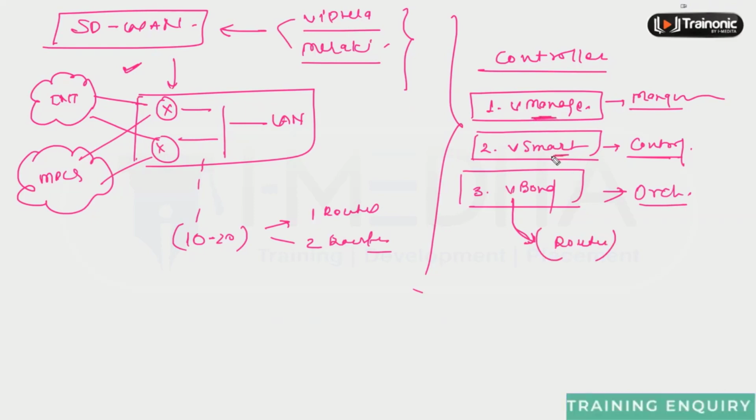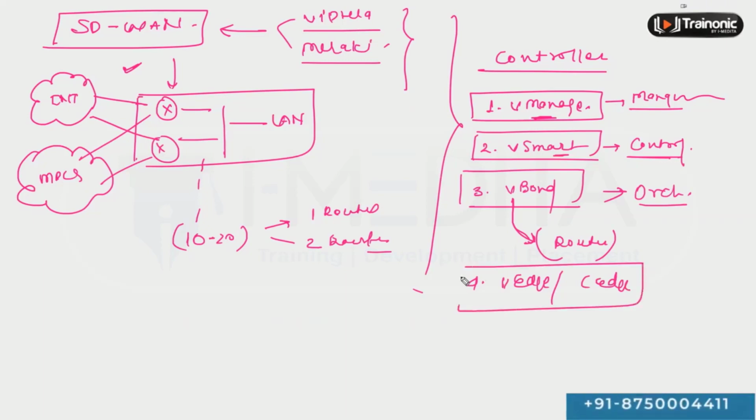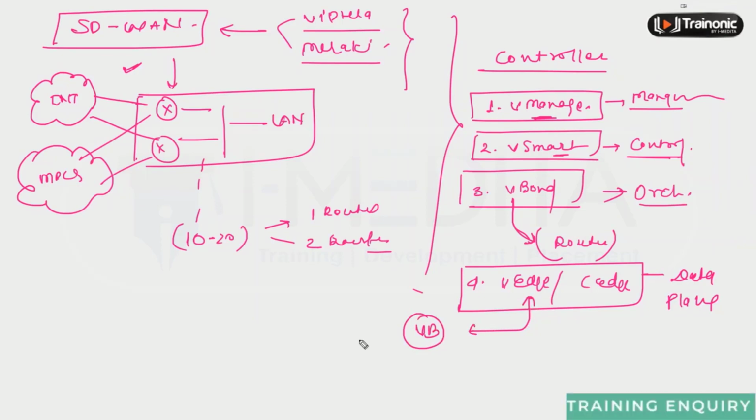and the control plane. Whenever the edge devices, the data plane devices, which we call vEdge devices or cEdge devices, come online, they reach out to the vBond. Some sort of authentication takes place between the vBond orchestrator and the vEdge or cEdge device, Viptela based or Cisco based. In vEdge devices, we have Viptela operating system. In cEdge devices, we have Cisco IOS XE SD-WAN. So these devices reach out to the vBond.